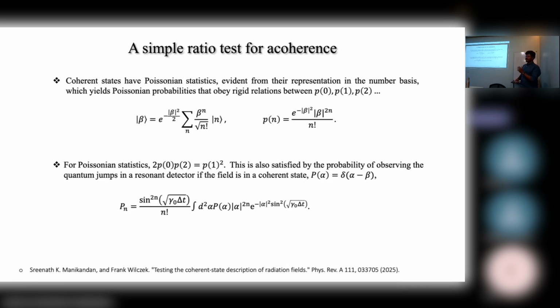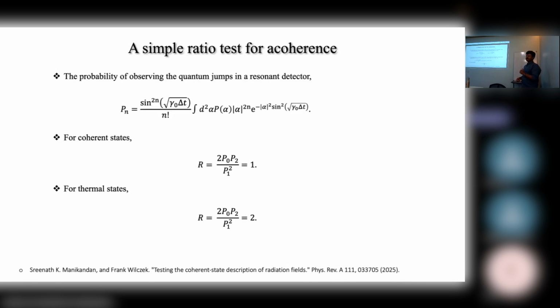Yeah, so for a Poissonian statistics, 2 times P0 times P2 is equal to P1 squared. So one can ask, this relation is satisfied for a coherent state, and the same relation is also satisfied for the counts that we receive if the radiation field is in a coherent state, because that is also Poisson. So for a coherent state, if we take the probability of 0 clicks times the probability of 2 clicks divided by the probability of 1 click squared, multiplied by 2, we get the answer equal to 1. So this is just one condition. There are more conditions.